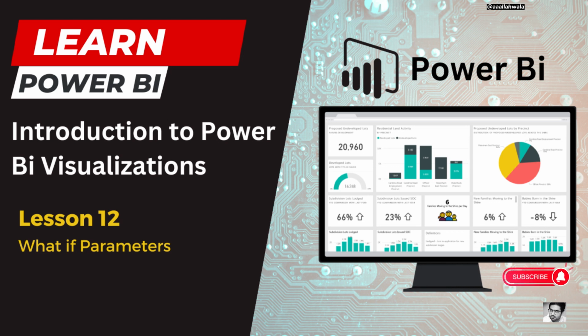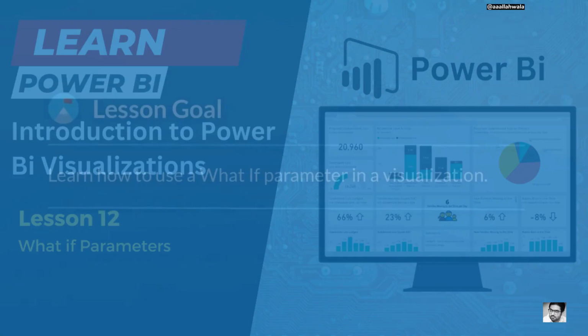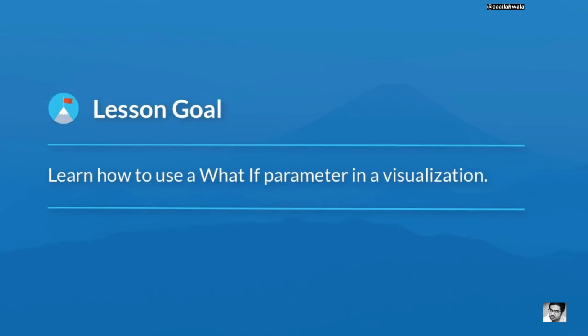In all our lessons so far, we've assumed that the values of our data are definite because our data comes from the past. However, our data might sometimes be uncertain, and we may want to analyze how our data looks for several different potential values. In this lesson, we'll learn how to use a what-if parameter in a visualization.